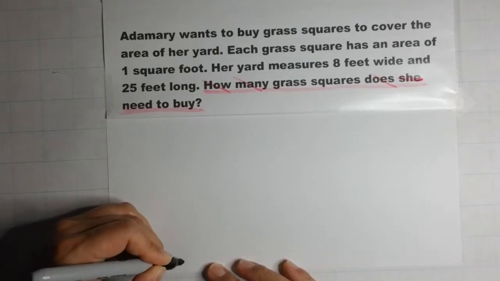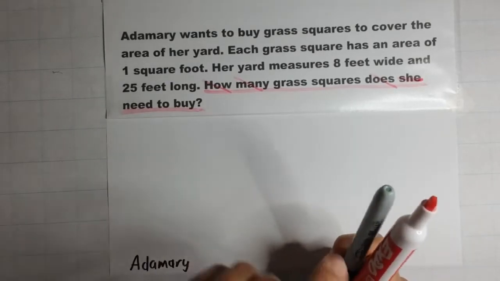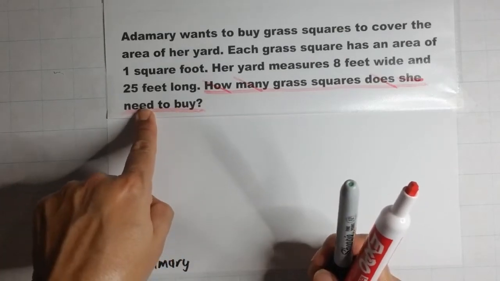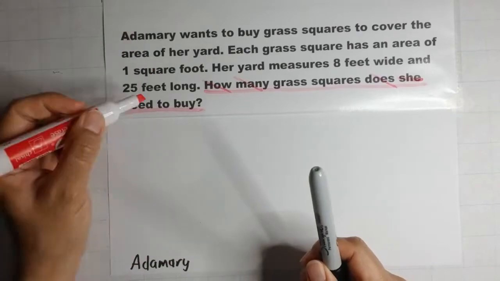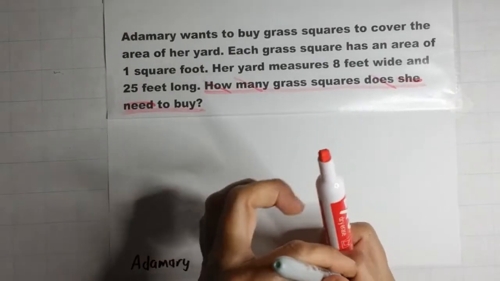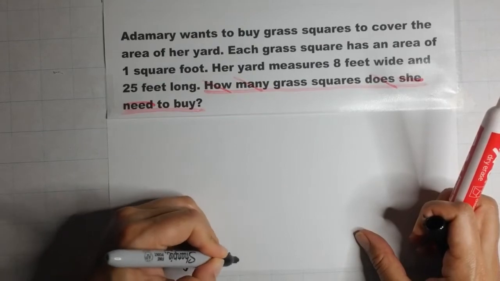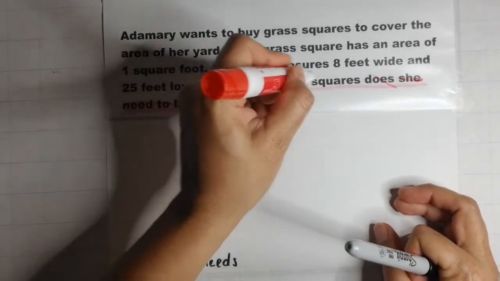So what about Adamari? Well, now I have the words grass squares need to buy. Now I'm going to use the verb need, which is going to become needs. So I'm going to cross it just to make sure I'm using all the words and I'm writing a complete sentence. Adamari needs, and then I use the rest of the words, to buy grass squares.